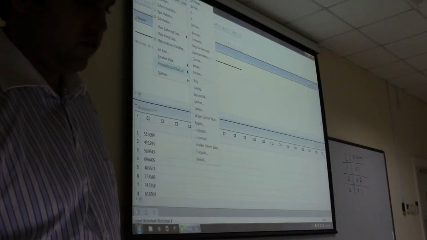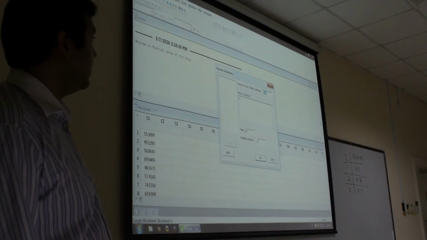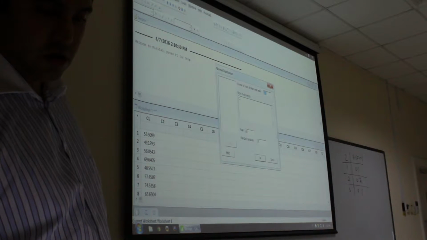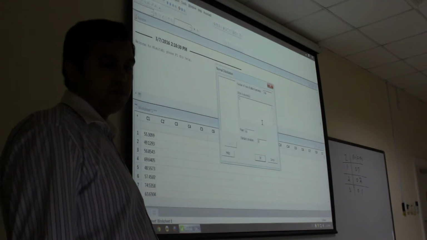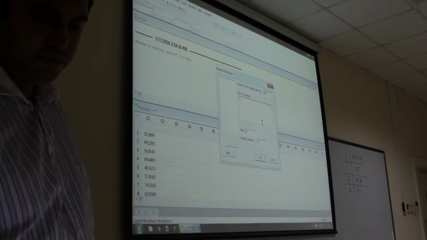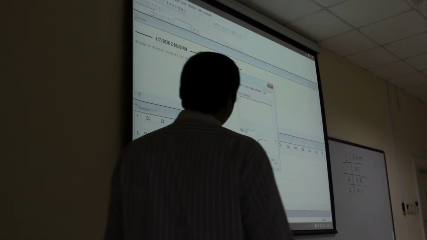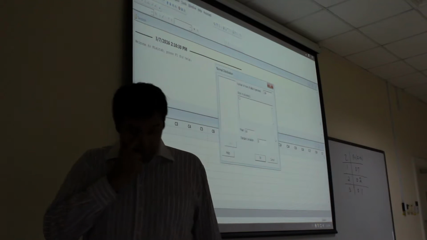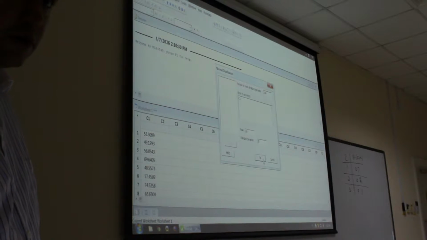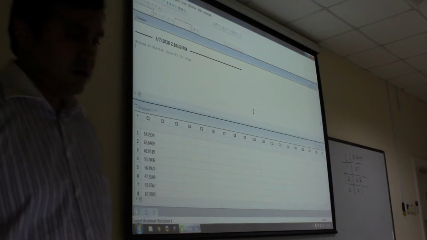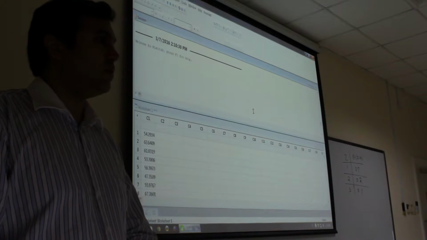Calc, Random Data, Normal, and these were the numbers that I used last time. That's 100 at the top. And C1, 60 and 8. All right? Did you get the numbers this time? We got different numbers, yeah.